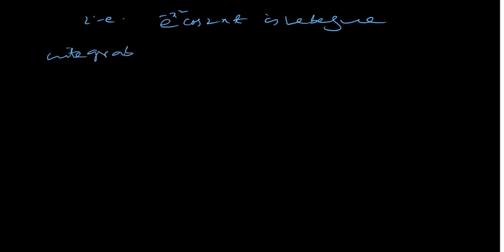So this function is Lebesgue integrable. That is, the function e power minus x square cos of 2xt is Lebesgue integrable over this interval, 0 to infinity.